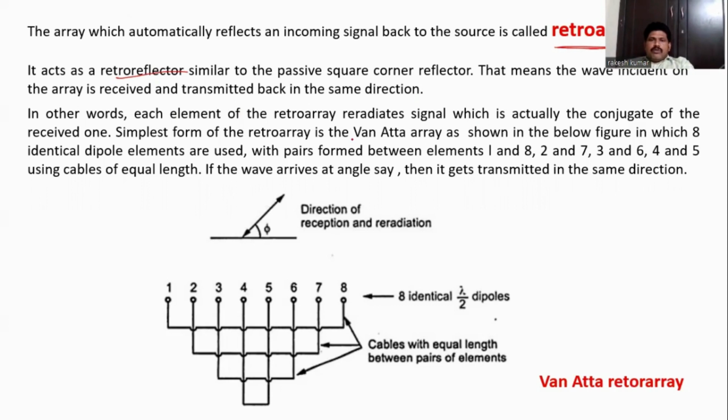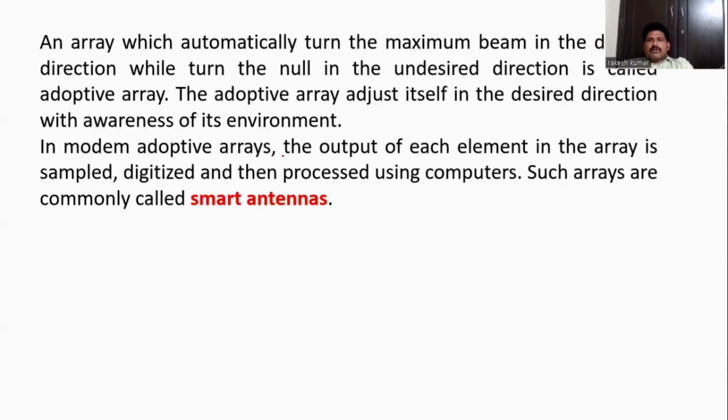So this is a simple Van Atta array. Here the first element and eighth element are combined by this wire, similarly the second and seventh elements, the third and sixth elements, and the fourth and fifth elements are combined by cables of equal length between each pair of elements. So the pairs are formed between 1 and 8, 2 and 7, 3 and 6. If the wave arrives at an angle, it will get transmitted in the same direction. The array which automatically turns the maximum beam in the desired direction while turning the null in the undesired direction is called an adaptive array.